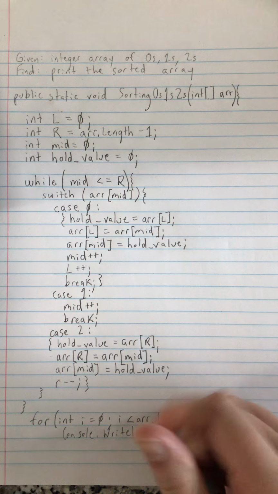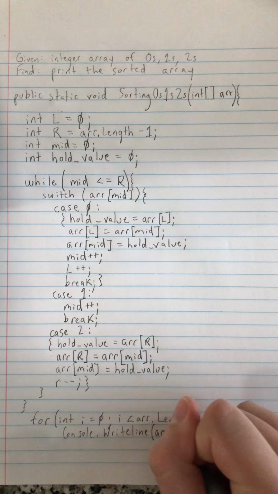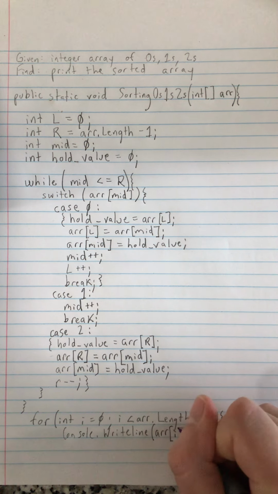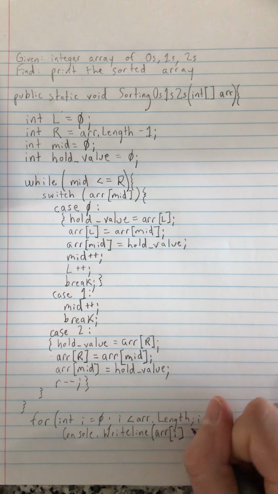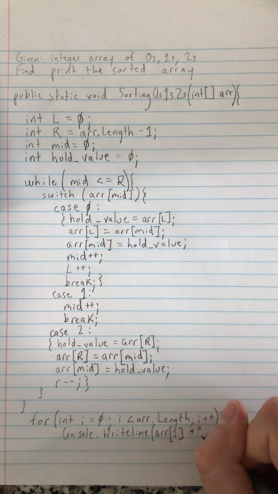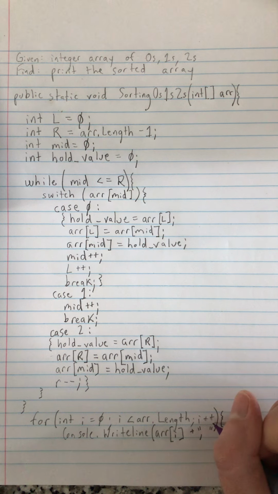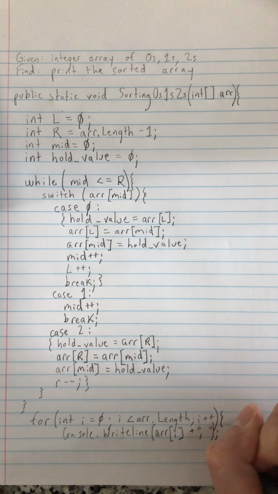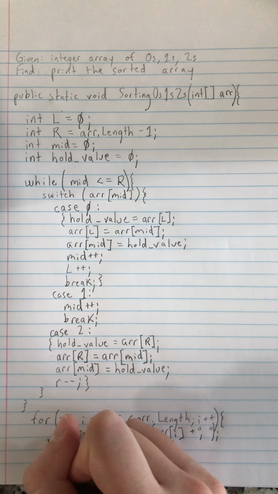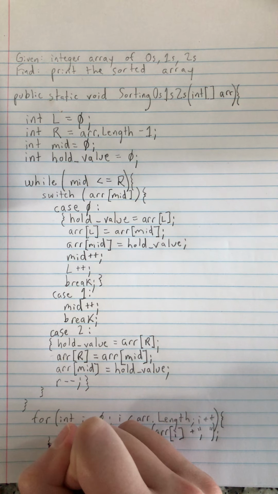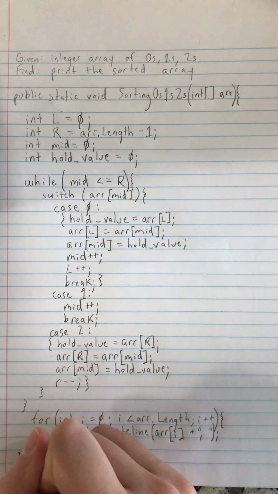Awesome, still in screen. We'll print the ith element and put a comma and a space so it prints nicely. Close this for loop and we'll close the function.